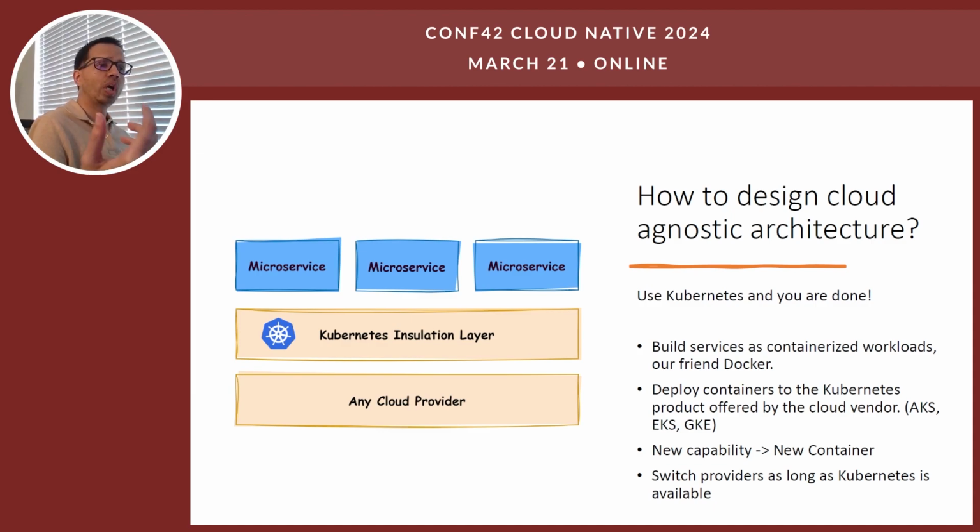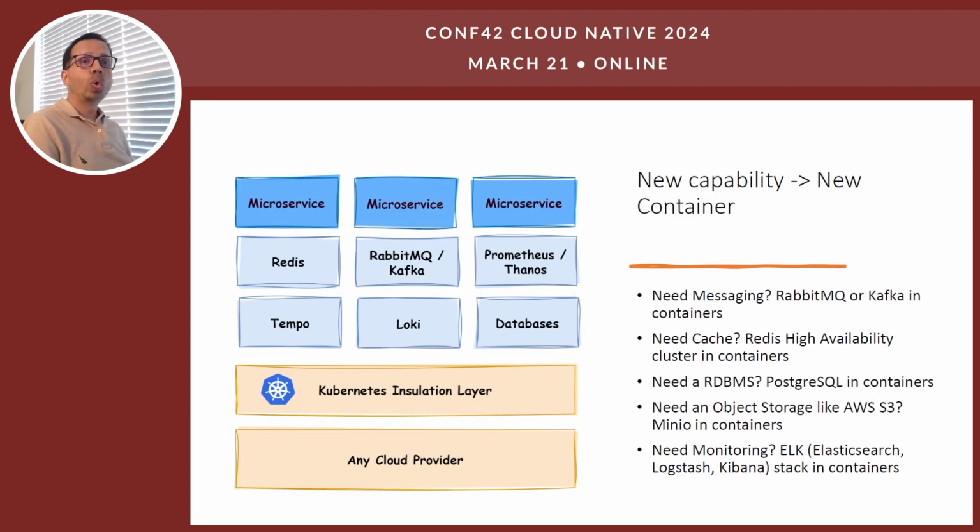Whenever we want to add a new capability, just add a new container. And as long as Kubernetes is available, we can switch from one public cloud to another cloud. So in this way, we can easily design a cloud agnostic architecture. But is it really simple that way? So let's take one example.